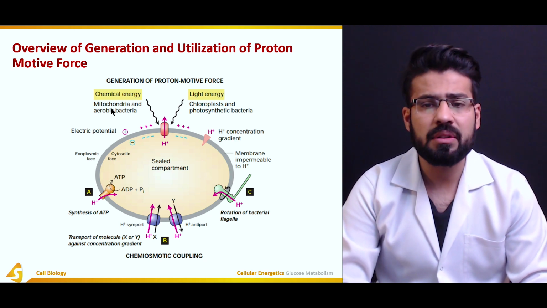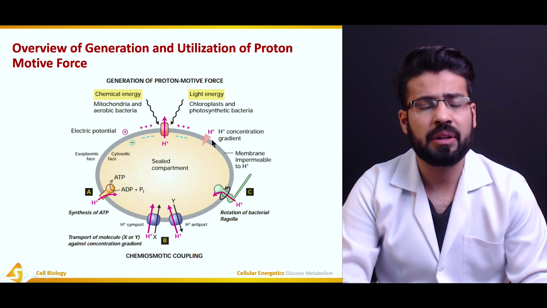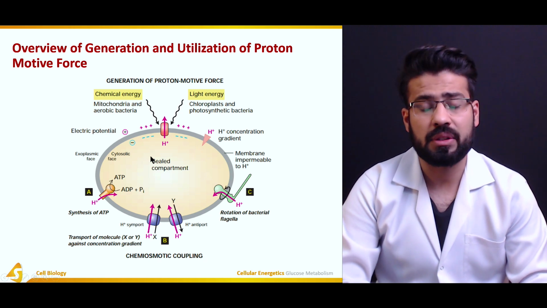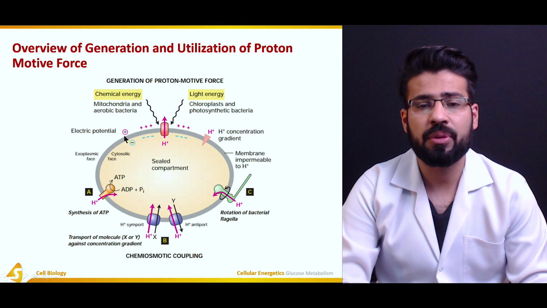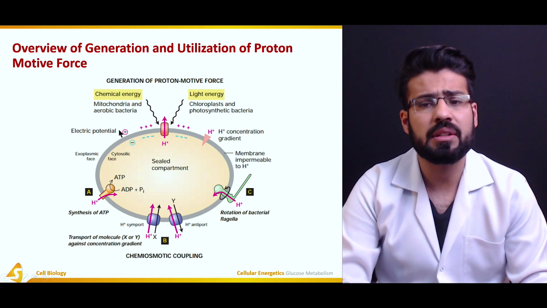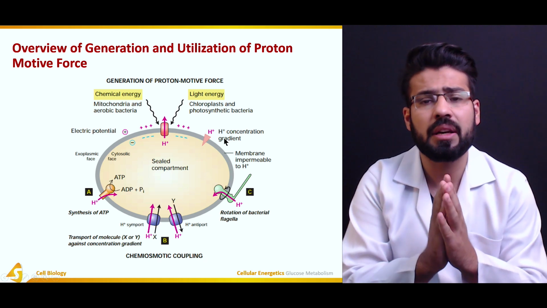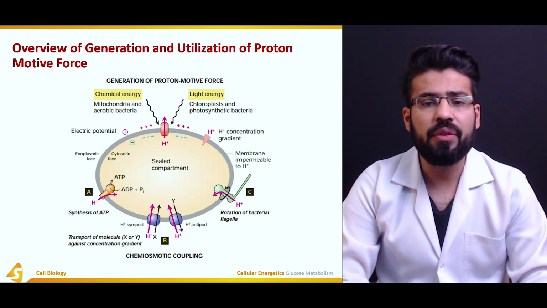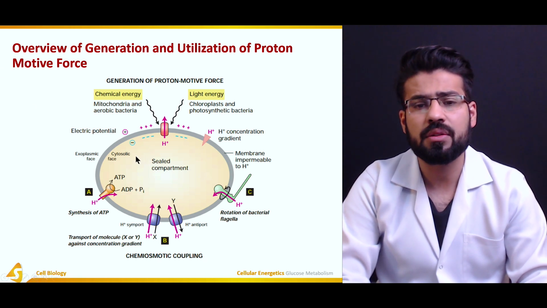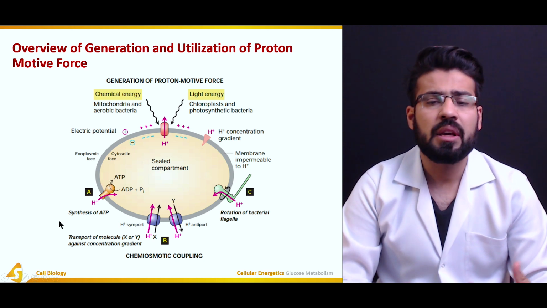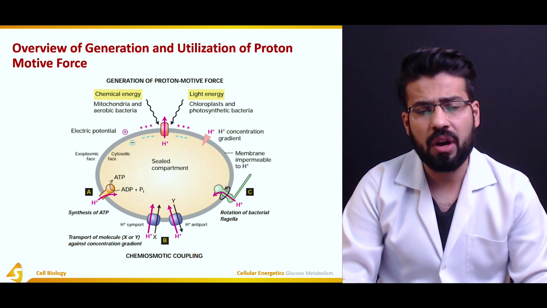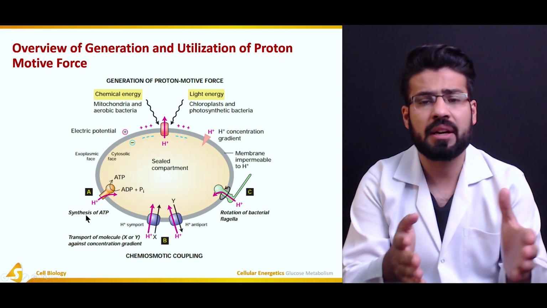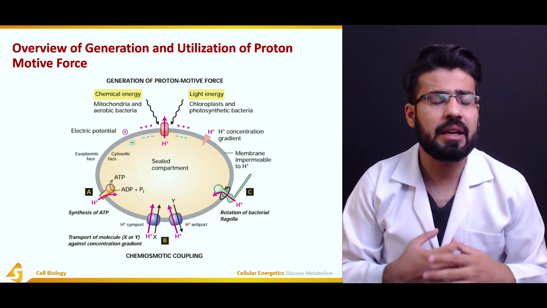in it. This particular diagram shows that there is a concentration gradient from outside to the inside, and of course this compartment is sealed, where there is an electric potential and there is a hydrogen concentration gradient. Both of these combined are going to serve as the proton motive force. Now we have the exoplasmic phase over here and the cytosolic phase over here. So the energy that is produced in the form of ATP during the synthesis of ATP by ATP synthase occurs in the mitochondria and in the aerobic bacteria.